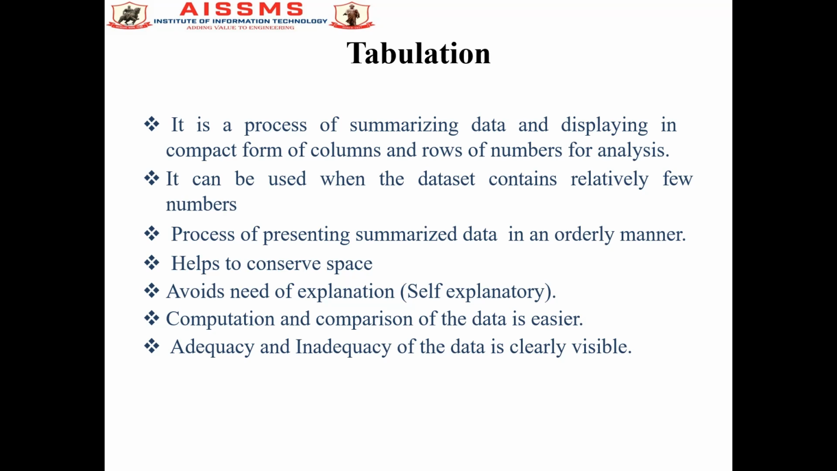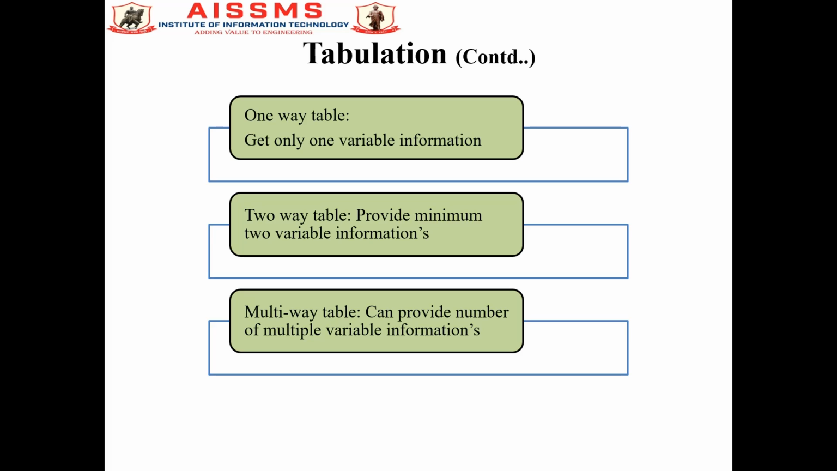It is a process of summarizing the data and displaying it in compact form of columns and rows of numbers for analysis. It can be used when the data contains relatively few numbers. It is the process of presenting summarized data in an orderly manner. It helps to conserve the space. It avoids need of explanation because tables are self-explanatory. Computation and comparison of data is easier in tabulation. Adequacy and inadequacy of the data is also clearly visible in tabulation.